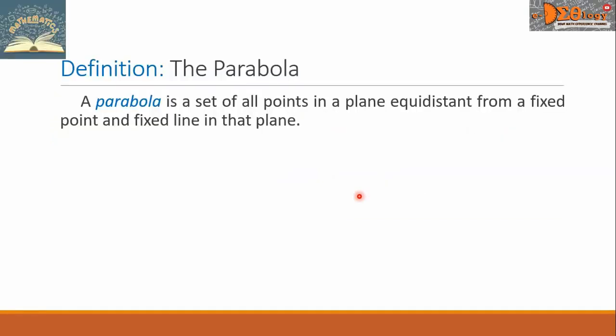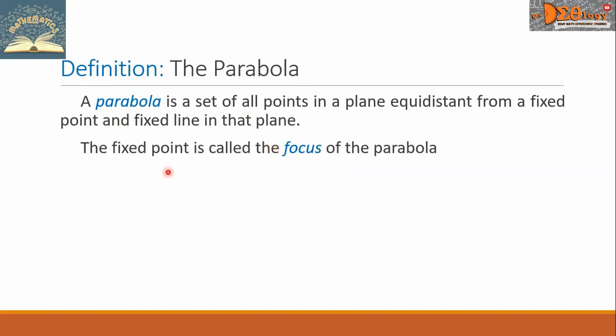Let us first define a parabola. A parabola is a set of all points in a plane equidistant from a fixed point and a fixed line in that plane. The fixed point is called the focus of the parabola, and the fixed line is called the directrix.